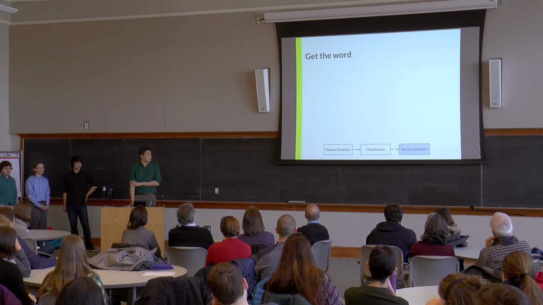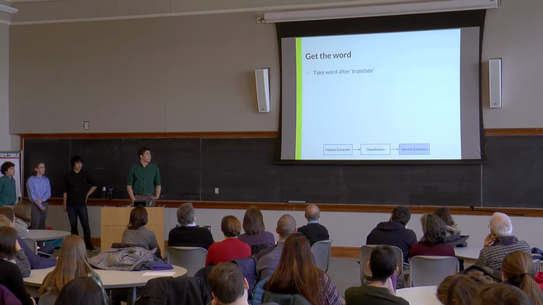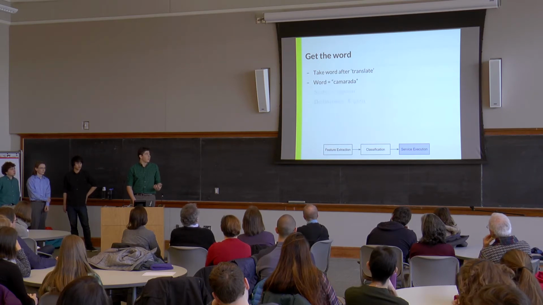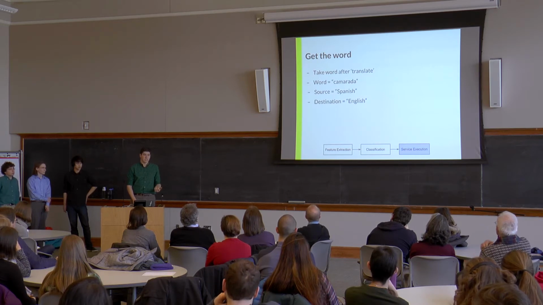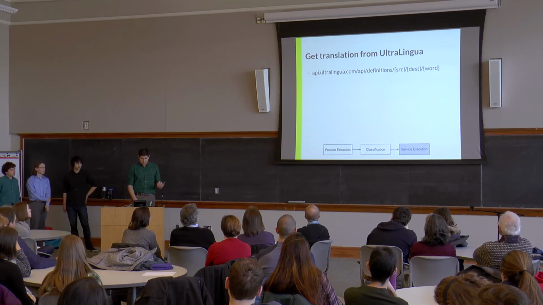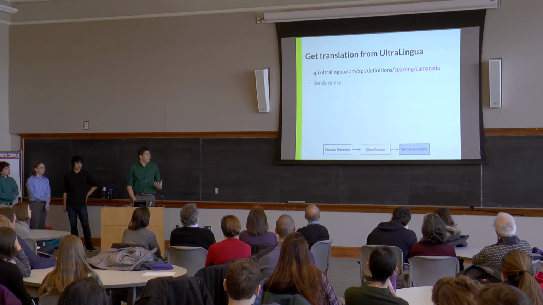The next step, the final step before we query the API, is getting the actual word that the user wants translated. Just like a human, we can just take the word that comes right after translate, which is camarada, and combining that with the source and destination languages, we can send the query off to the API with a URL that looks something like this. So we plug those into our URL and send the query.